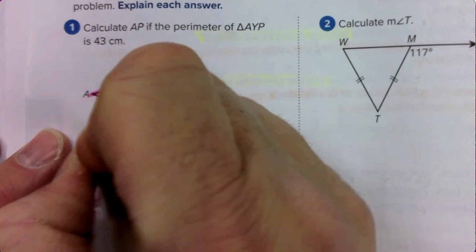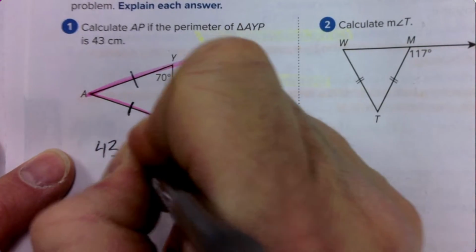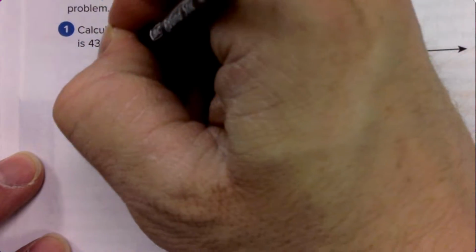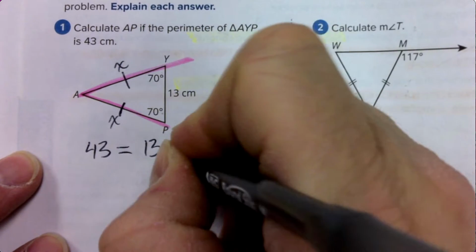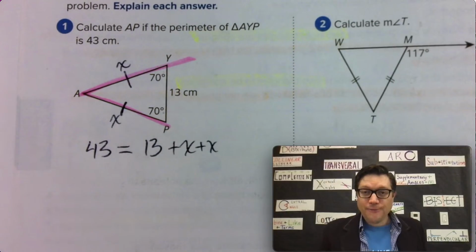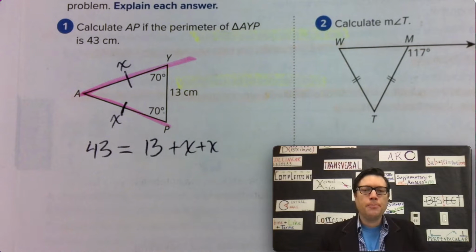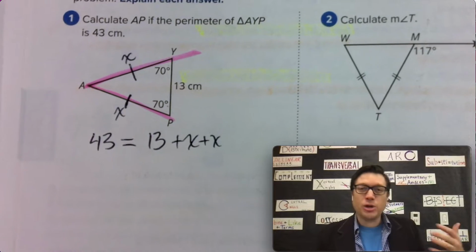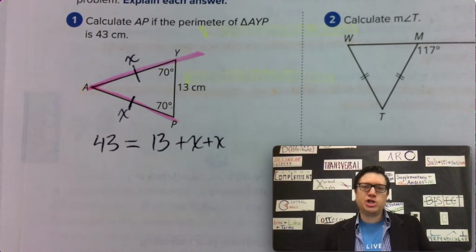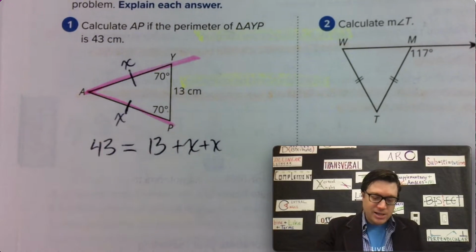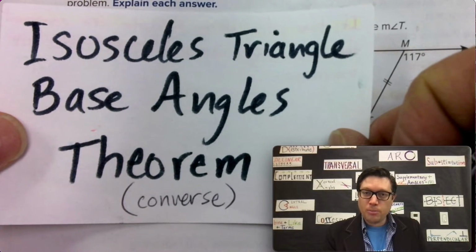So that means in our problem that I can write a formula something like this. I can say 43 is the total perimeter. It's the 13 along the bottom plus this unknown side plus this unknown side. And if I can solve for x in this problem, then I've figured out how long AP is, right? Perimeter is all of the space or the distance around the outside of the shape. So 43 equals 13 plus x plus x. That's justified with the Isosceles Triangle base angles theorem.